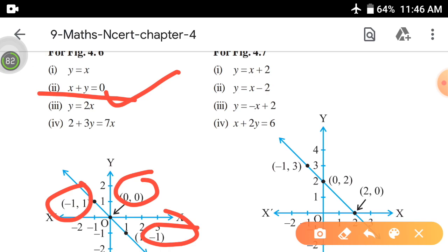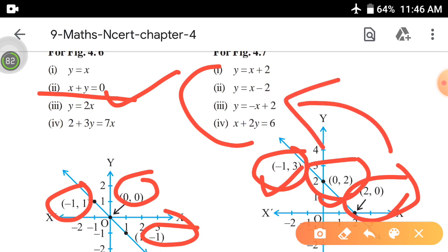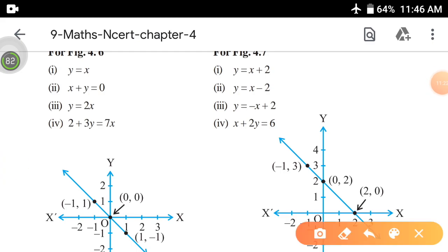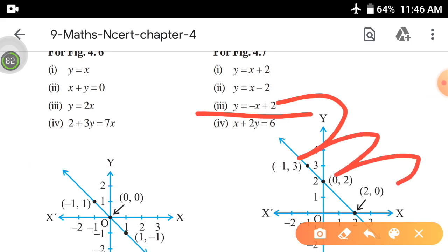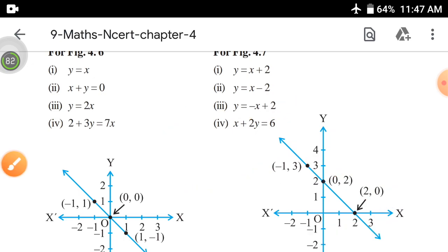Again, you have to find out which line is satisfying all these 3 points. There are 3 points, and you have to find out which line among these four lines is satisfying them. Now see, only this third equation is satisfying all these 3 points, first, second and third. These 3 points are satisfied by only this equation, hence this is the answer of this question. Now move to the next question.